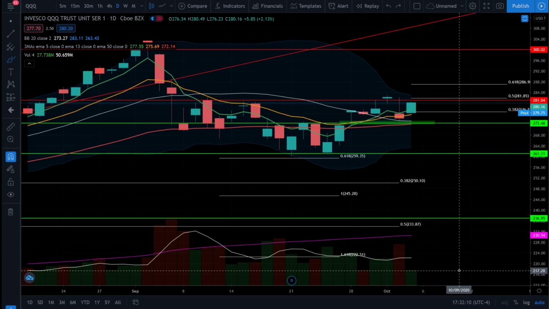But like I said before with the S&P 500, manage your risk and start hiking those stop losses up, so that if we do start seeing lower prices, we will lock out these trades for a profitable gain.